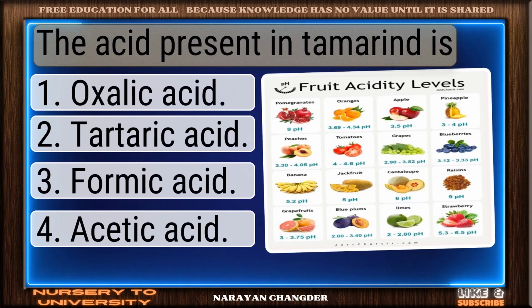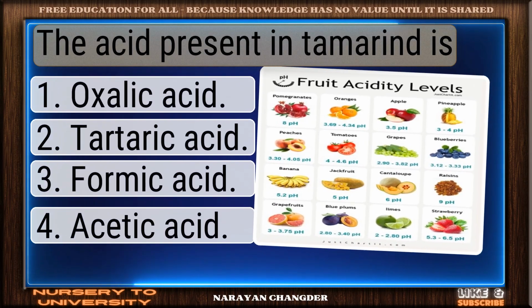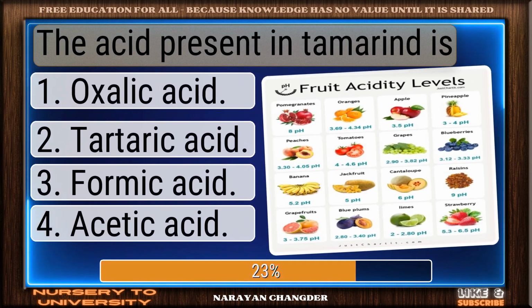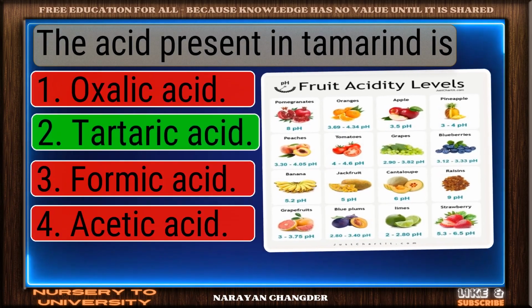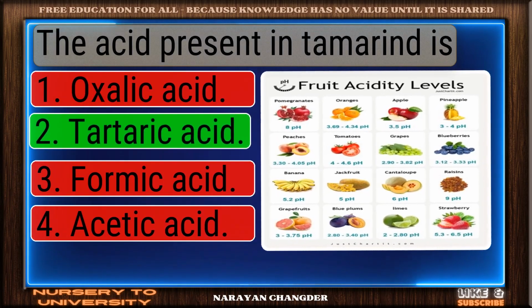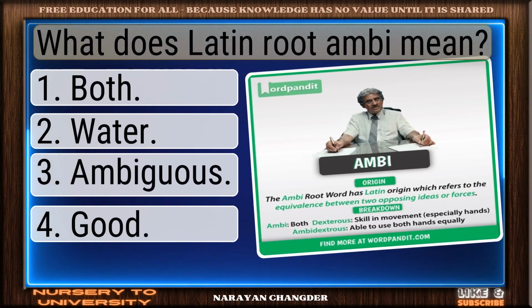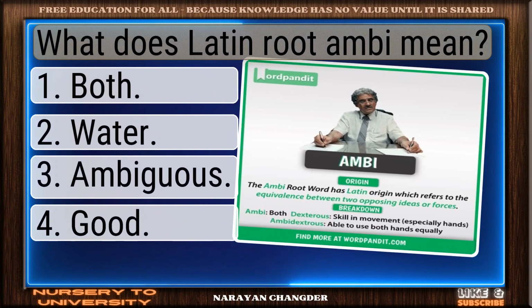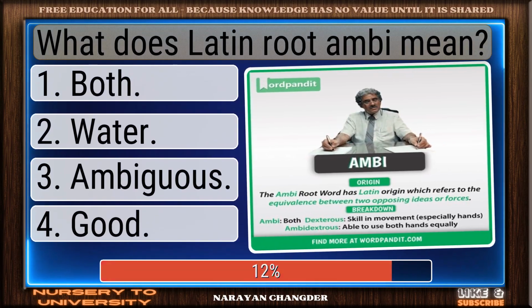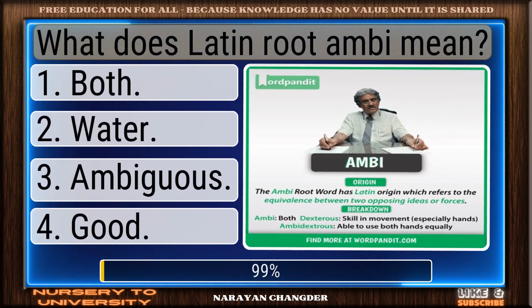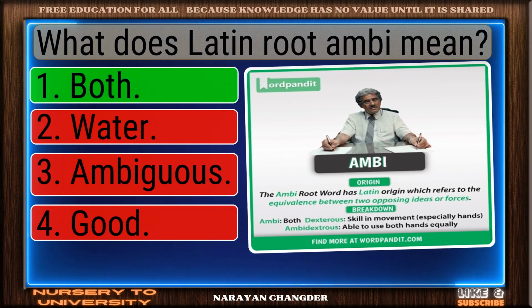Question number 135. The acid present in tamarind is... Correct response. Tartaric acid is the most accurate answer. Question number 136. What does Latin root ambi mean? Correct. Both is the right answer.